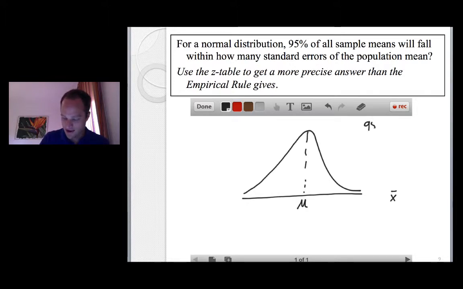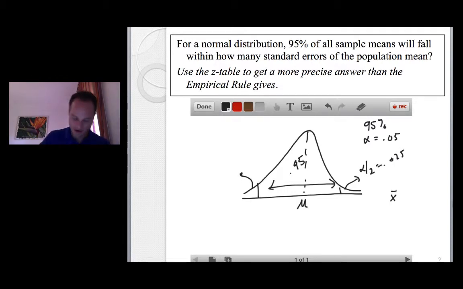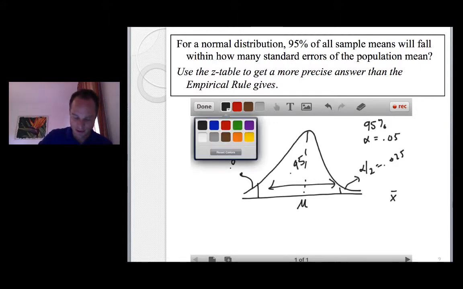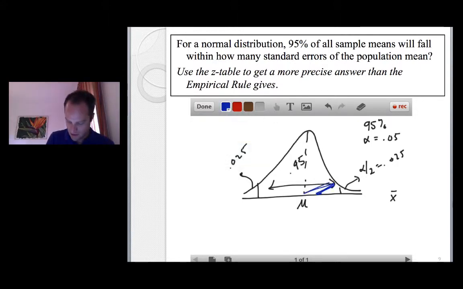If we're looking at a 95% confidence level, we know alpha is 0.05. And 95% of the values around the mean, or an area of 0.95, means that alpha divided by 2 is in each tail. So this is alpha divided by 2. This is 0.025 over here, 0.025 over here. So 95% of these values are going to be in the interior of the distribution.